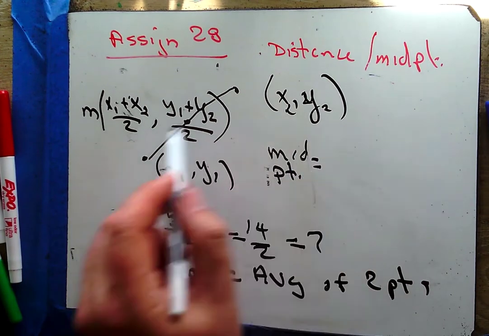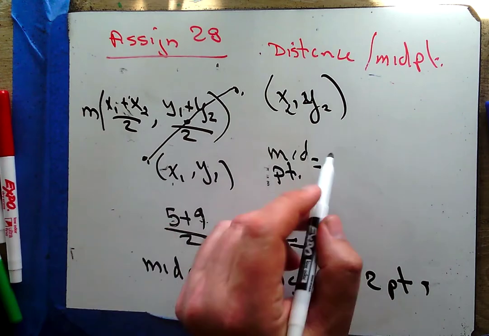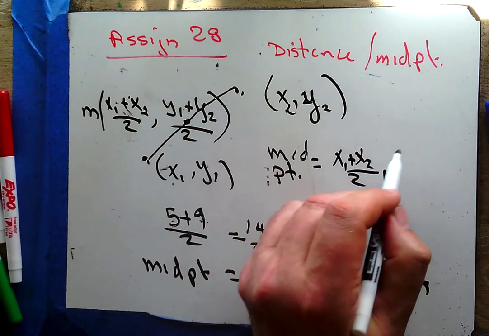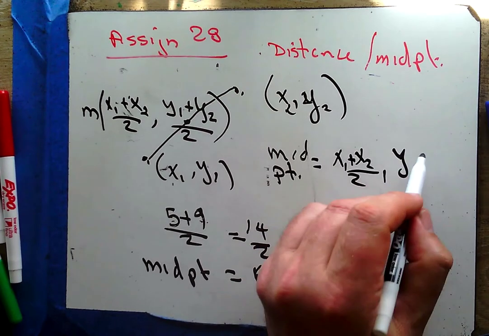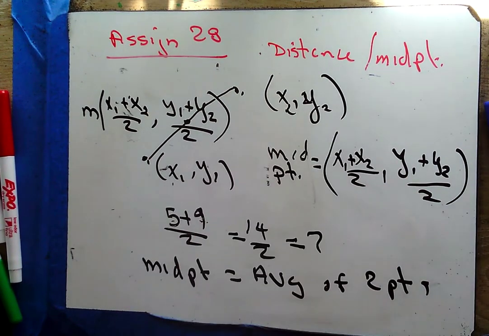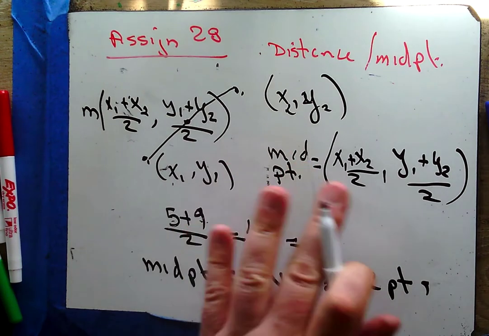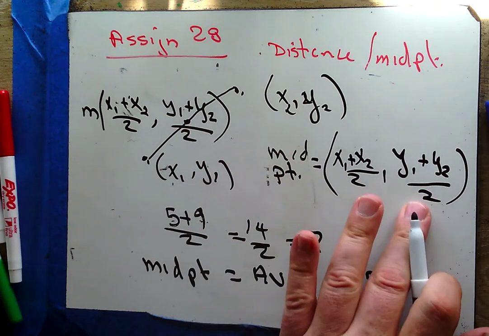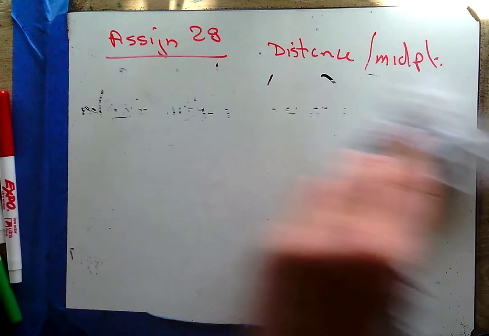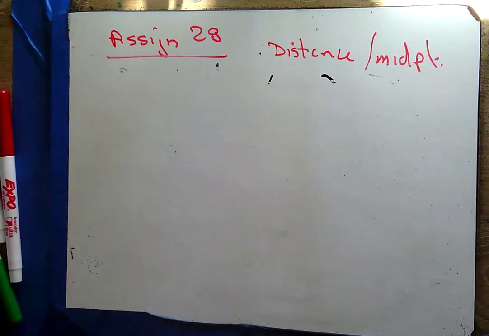The midpoint of a segment is the average of these 2 points, x1 plus x2 over 2, comma, y1 plus y2 over 2. And that's going to be an ordered pair. That's going to be the x-coordinate of the midpoint. That's going to be the y-coordinate of the midpoint. All right. So why don't we see if you're comfortable using it.